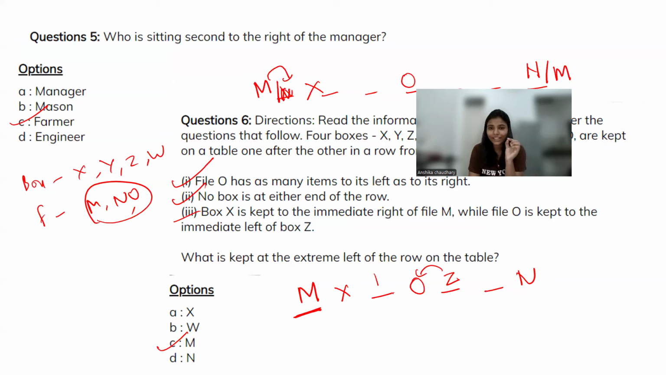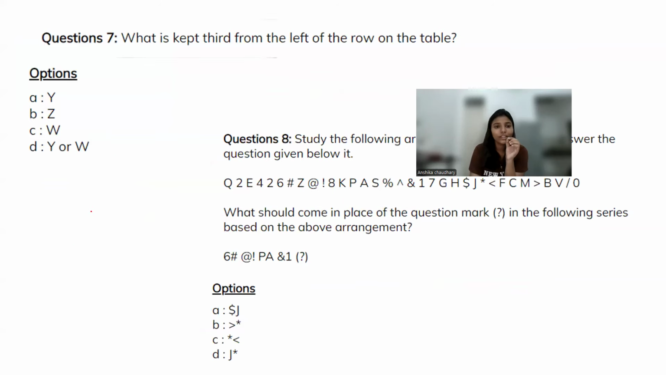So it is not yet decided from these statements whether here should be V or W. So both, sorry, Y or W. This is not V. Y or W will be the answer because we don't know who will come here, because our statements are not sufficient to have the idea about their position. So Y or W will be the answer.